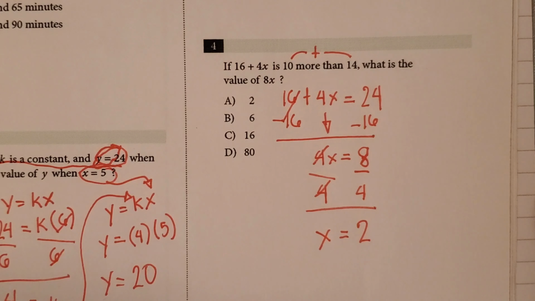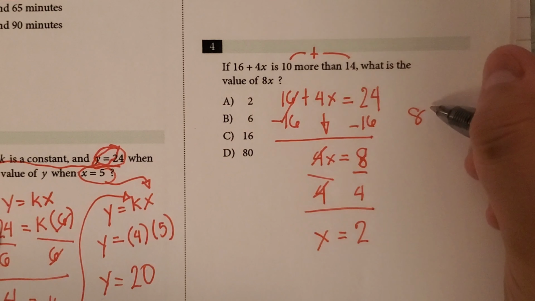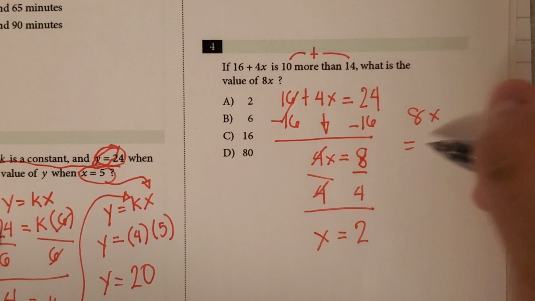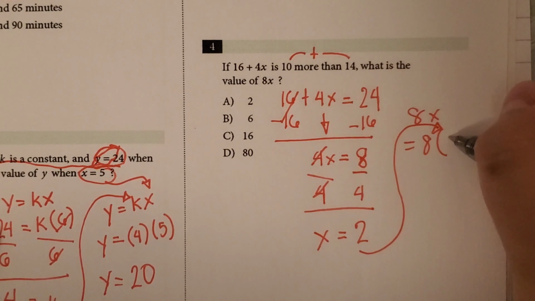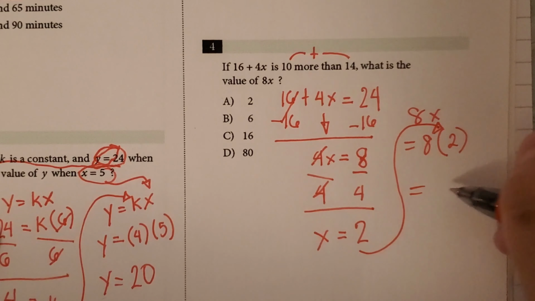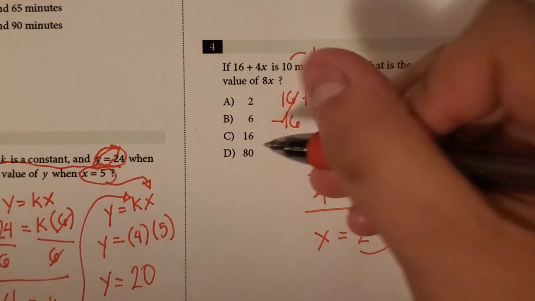The question is asking for the value of 8x. So let's just plug it in. 8x is going to equal 8 times 2. That's going to give us 16. Therefore, our answer is choice C, 16.